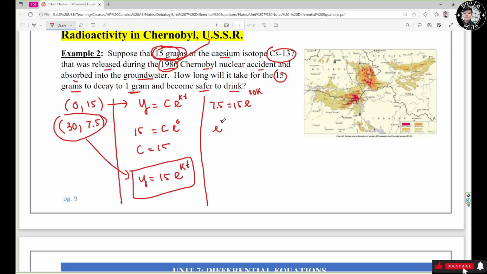So then e raised to the 30k equals 1 half. Then I'm going to take the natural log of both sides. So I have natural log of e raised to the 30k equals natural log of 1 half. And then this becomes 30k equals natural log of 1 half, and k equals 1 over 30 times natural log of 1 half. So then you have the equation y equals 15 times e raised to the 1 over 30 times natural log of 1 half times t, right?